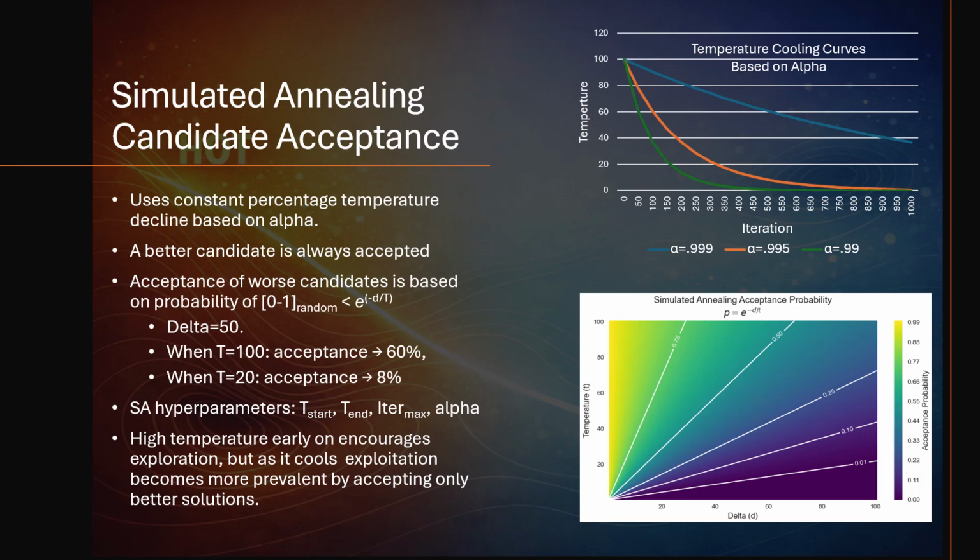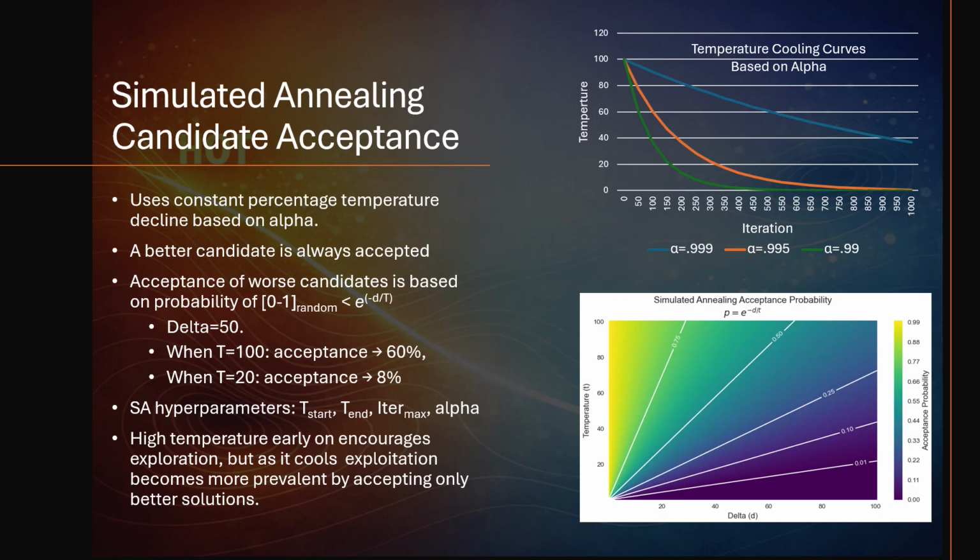Let's talk about this notion of candidate acceptance, and that's related to the temperature of our current state. The algorithm starts at a high temperature and then goes to a low temperature, and the rate at which it goes to the low temperature is going to be a function of alpha. These are constant percentage declines. As you can see, with a smaller alpha we decline faster, compared to one, for example, of 0.999 here, which is gradual, and then the 0.99 alpha is going to be steeper. It's the temperature that's going to determine the acceptance rate of a worse candidate. A better one is always accepted.